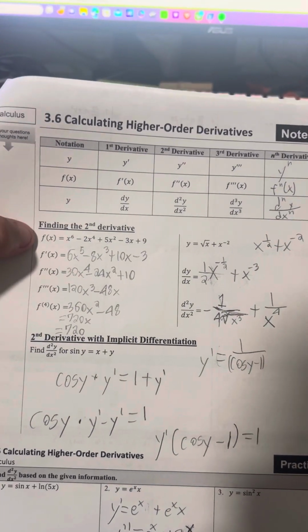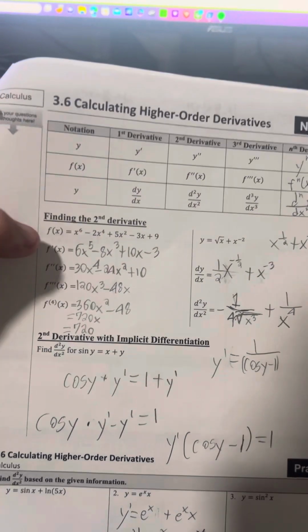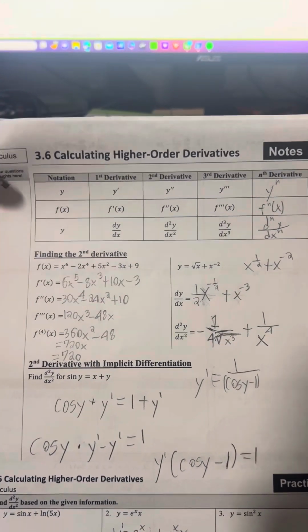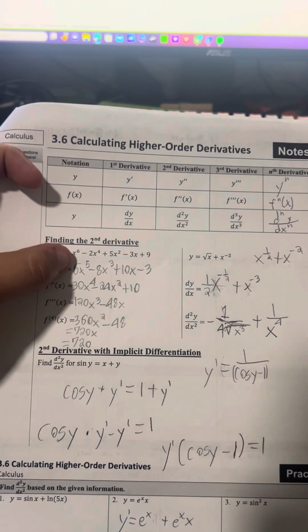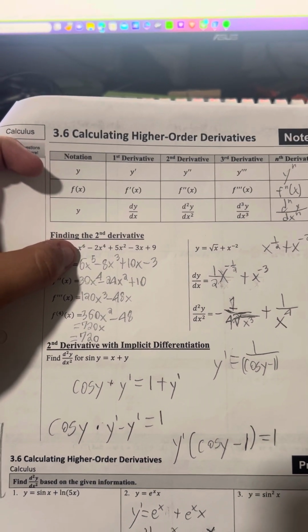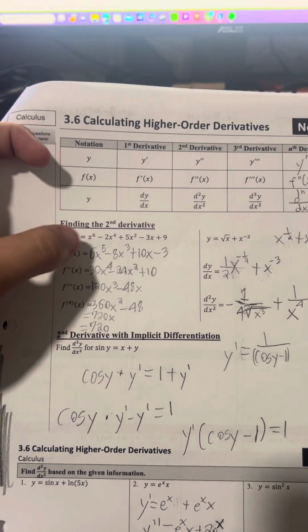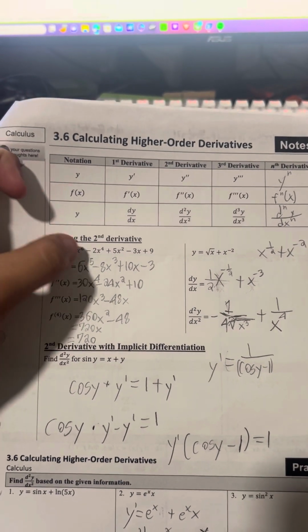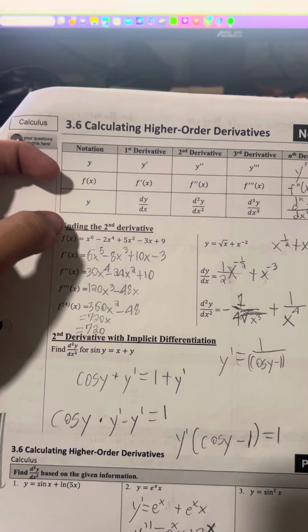Now, it's just finding the second derivative all the way down. So what you're doing is just the sum of differences, pretty easy. Find the derivative of x to the 6th, which is 6x to the 5th. I'll just say the whole thing and say the whole derivative.